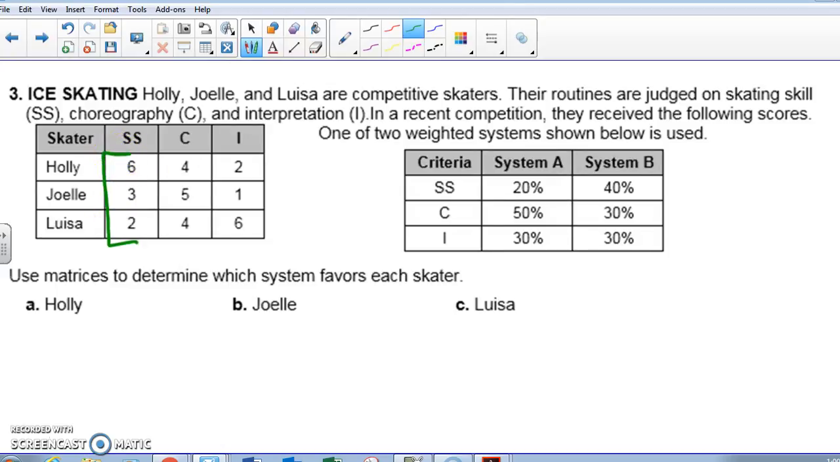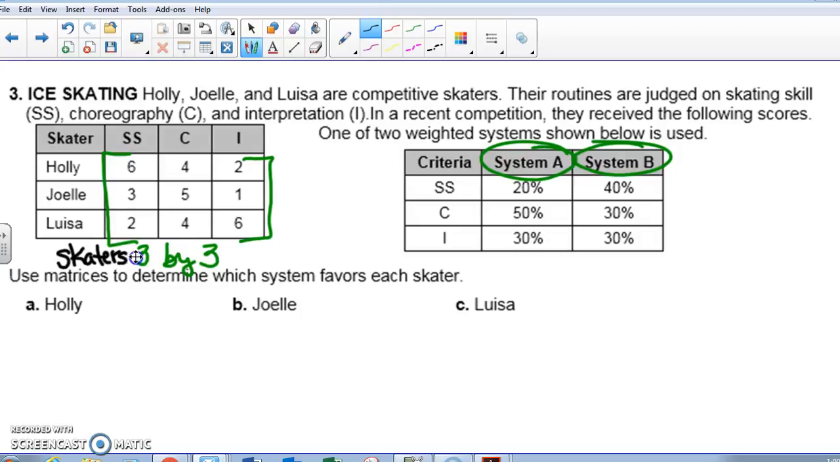What size matrix is this right here? It is a 3 by 3, okay? It says Holly, Joelle, and Luisa are competitive skaters. Their routines are judged on skating skill, choreography, and interpretation. There's two different systems, System A and System B, that weight their scores differently. Okay, this is a 3 by 3. What does the first 3 represent? The rows are what? Yes, the 3 different skaters. Everybody with me here? Because this is really important that you understand what the labels on your answer matrix are.